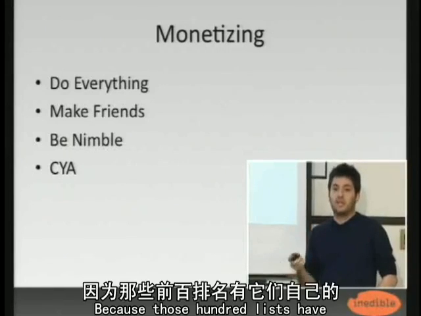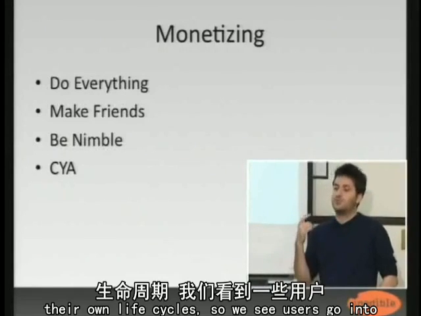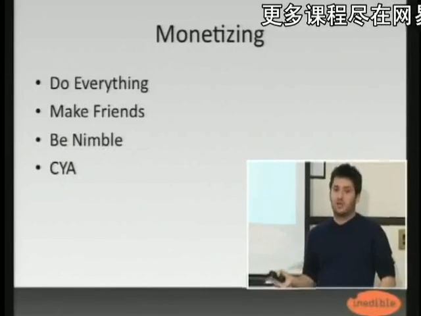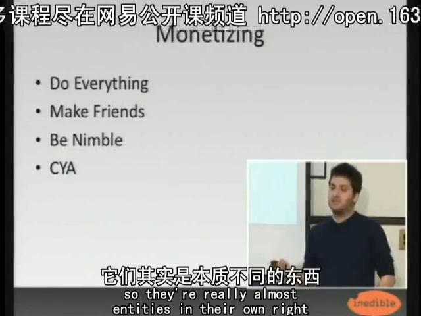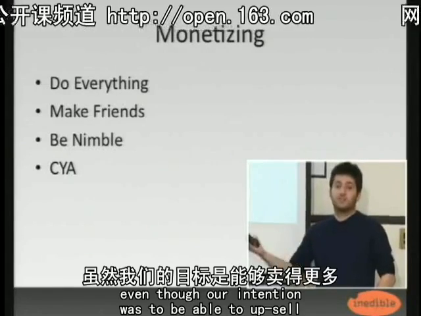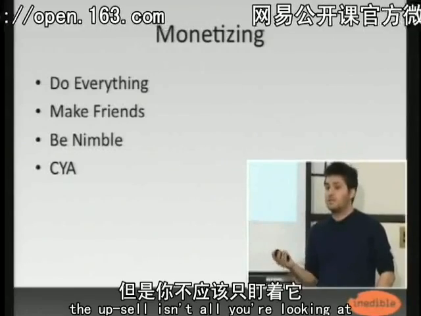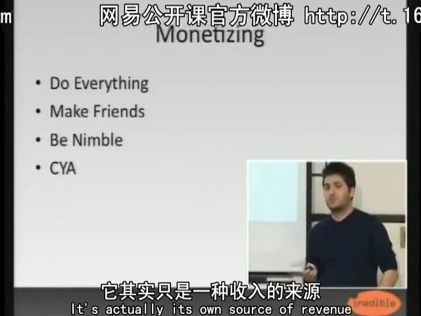Those 100 lists have their own life cycles. So we see users going to Shotgun Pro that have never seen Shotgun Free before and don't even know that a free version exists. So they're really almost entities in their own right, even though our intention was to be able to upsell. The upsell isn't all you're looking at. It's actually its own source of revenue.